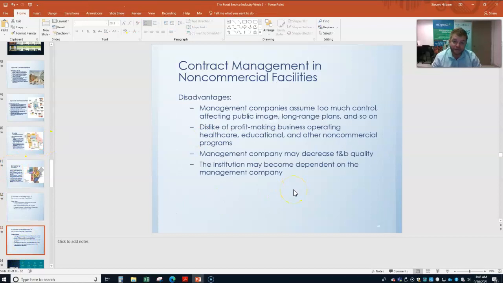Now, some of the disadvantages of that is that management companies can assume too much control. Often what they do is that they are there to make money. So they may decrease the food and beverage quality. They're trying to make more money. They have a dislike of profit-making business operating healthcare, educational, non-commercial programs.